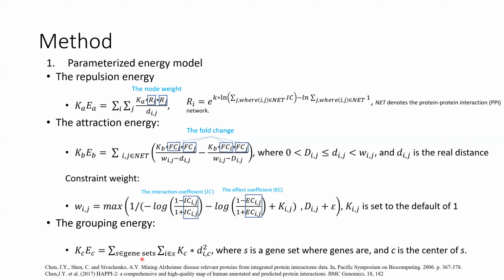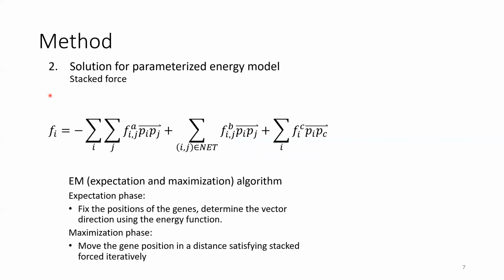In the grouping energy, we use DIC to indicate the distance between the annotated genes and the gene set center C, and we expect this distance to be small in reducing the grouping energy. We use the stacked force derived from the derivation of the energy function to minimize this energy function.